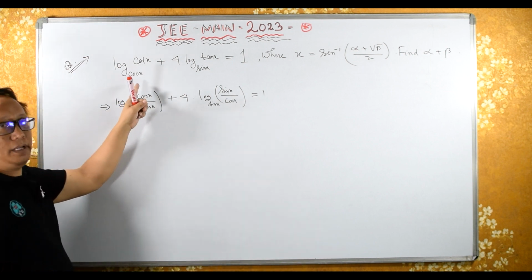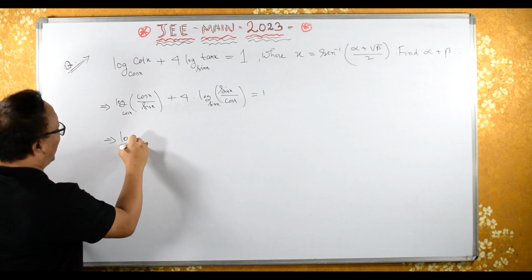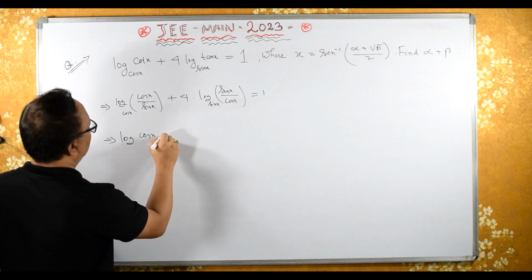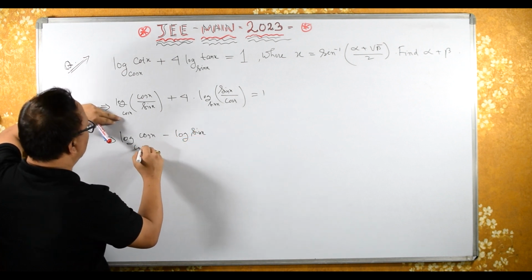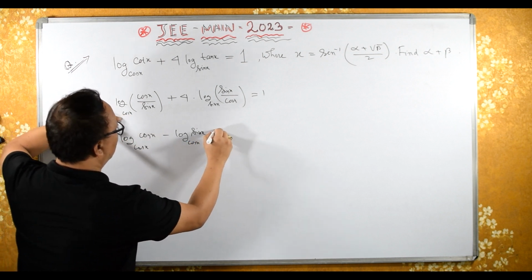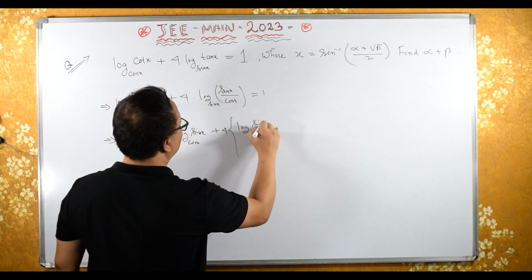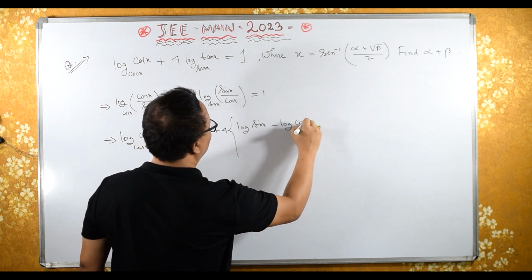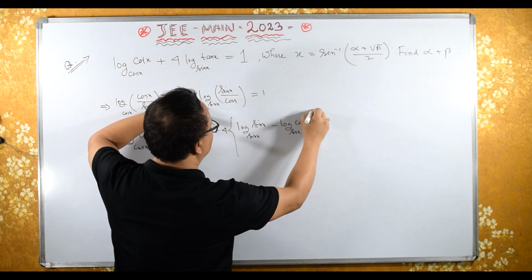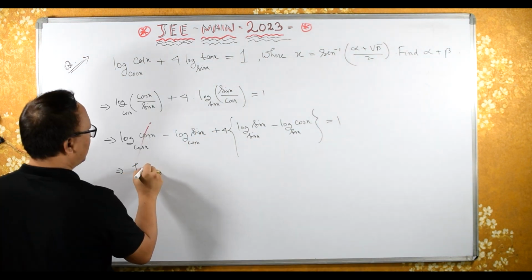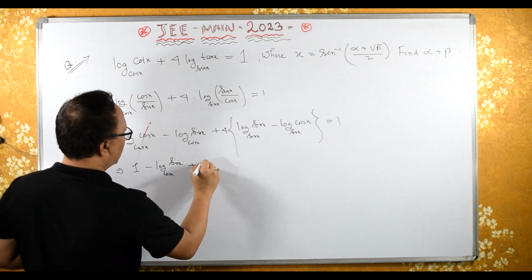Now this is same as, let's apply log of m by n. Okay, log of m by n is what? It implies log of m means what? Cos x minus log of sin x to the base what? Cos x to the base cos x plus 4. Here also let's apply log of sin x minus log of cos x. Here too, log of cos x to the base cos x is equals to 1, minus log of sin x to the base cos x plus 4.